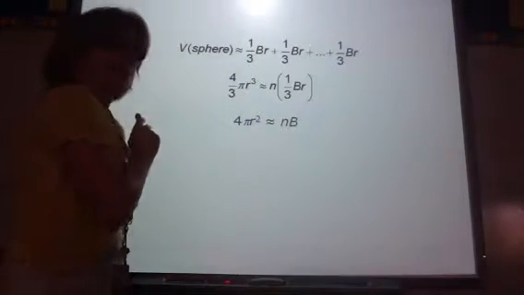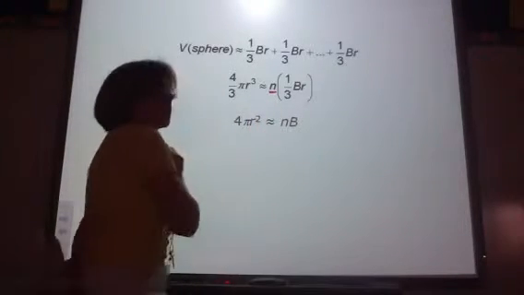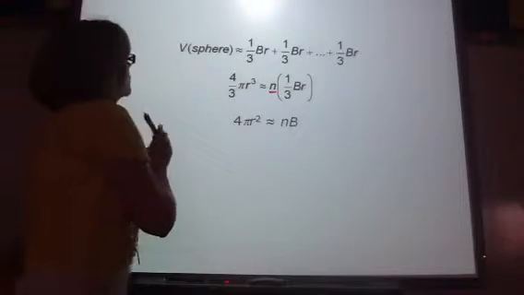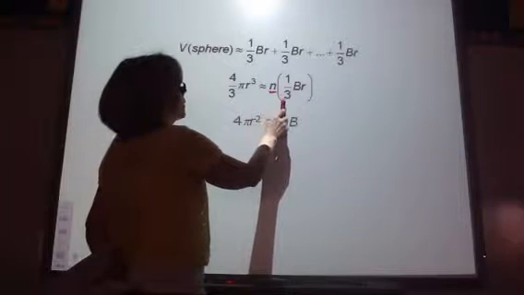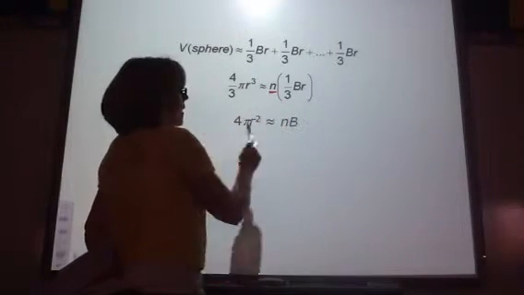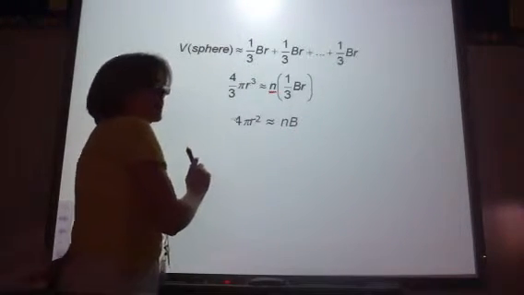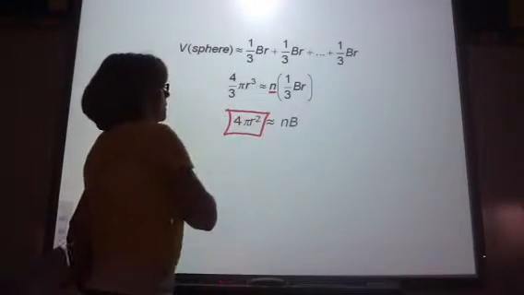Do we know how many pyramids it's going to take to fill up that sphere? We do not. So we're going to use an unknown variable to represent that number. So here's the volume of a sphere if you fill it up with those pyramids. If we simplify this to find out the number of the bases for that pyramid, this is what you get.